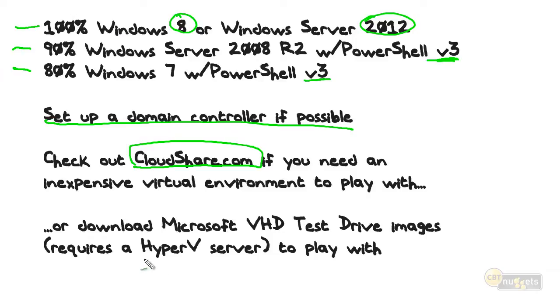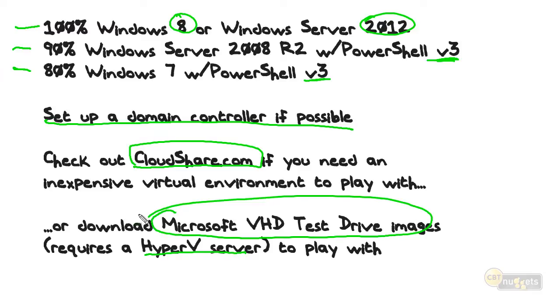Or, if you've got access to a Hyper-V server, just download a Microsoft VHD test drive image. That's a fully installed, ready-to-go Windows operating system that you can play with for as long as you want to. You just need to be able to drop it onto a Hyper-V server, which you can also get free of charge from Microsoft if you need to.